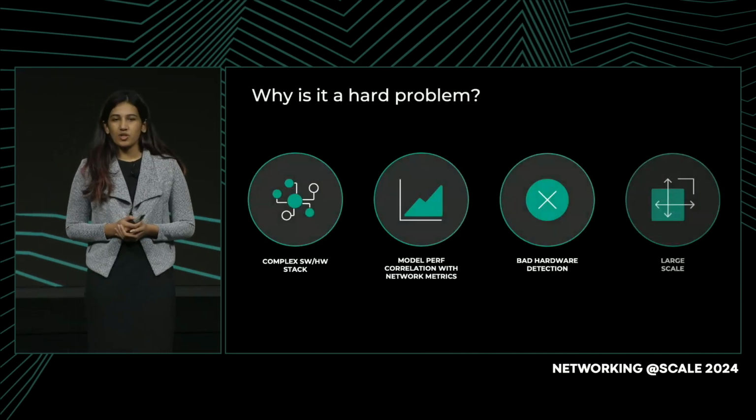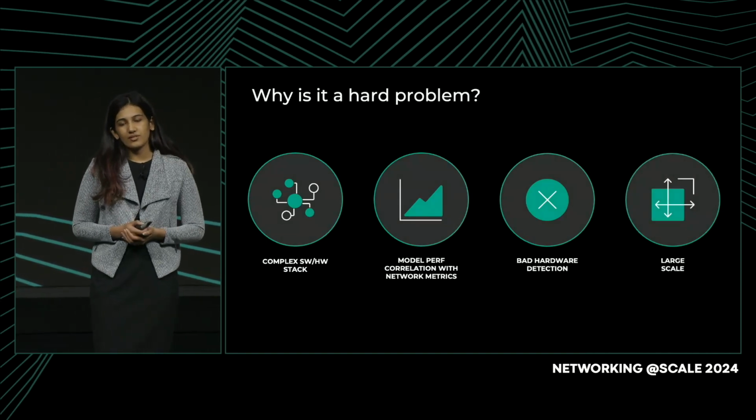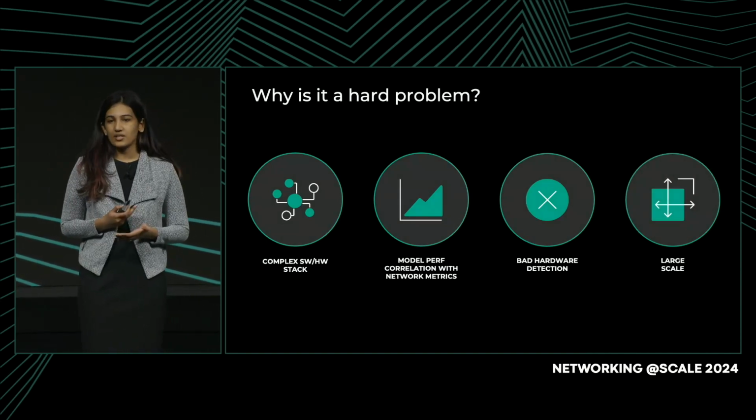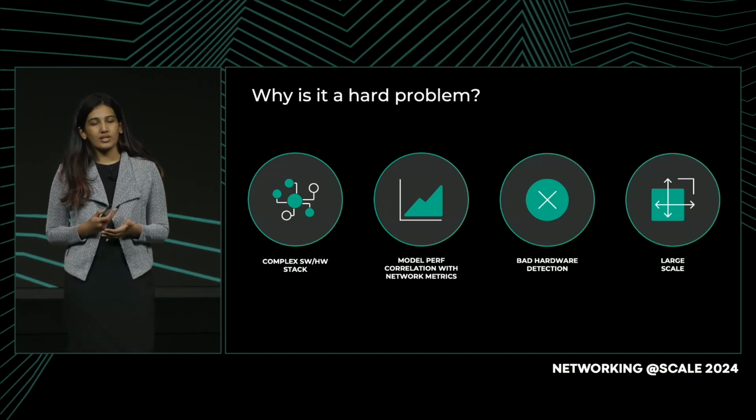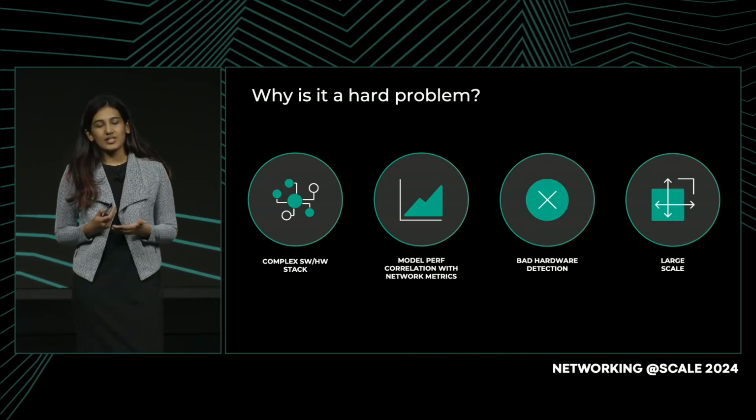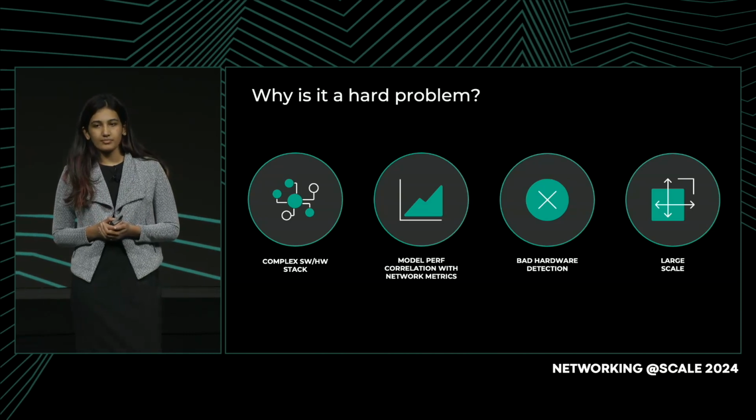So why is this a hard problem to solve? We have a few reasons for this. First of all, the complexity of our software-hardware systems. We have multiple hardware components and software layers of abstraction which have tight dependencies on each other. So this makes it challenging to know if compute or network is the reason for the slowdown.